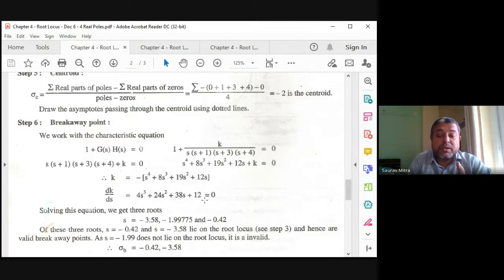This root you can find by using a calculator. That's why we are asking you a maximum 4-pole system. Why? Because dk/ds becomes s raised to 3. If I ask you a 5-pole system, in that case dk/ds will become s raised to 4. You cannot solve s raised to 4 by using a calculator. So this is why a maximum 4-pole system will be asked in the exam.